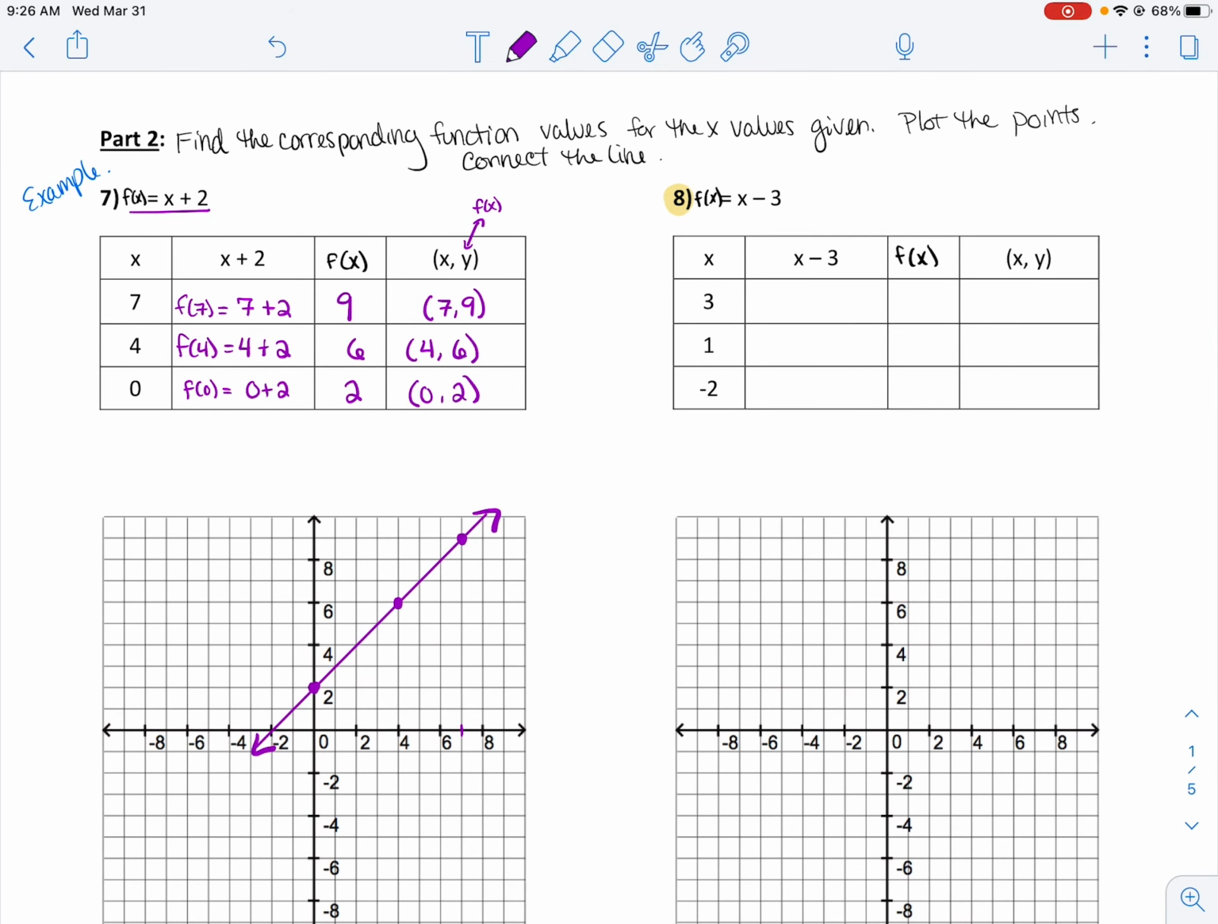I'll give you a hint. We're going to start talking about linear functions, so all of these graphs should be linear. So if you end up with something that doesn't look like a line, then go back and check your math, okay?